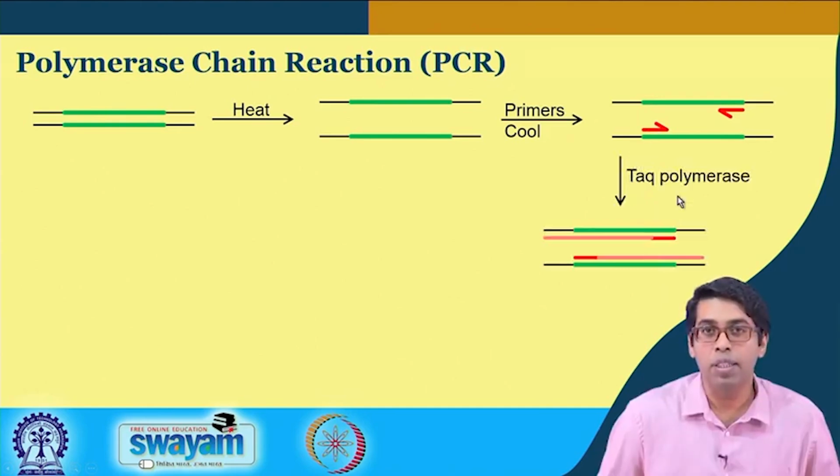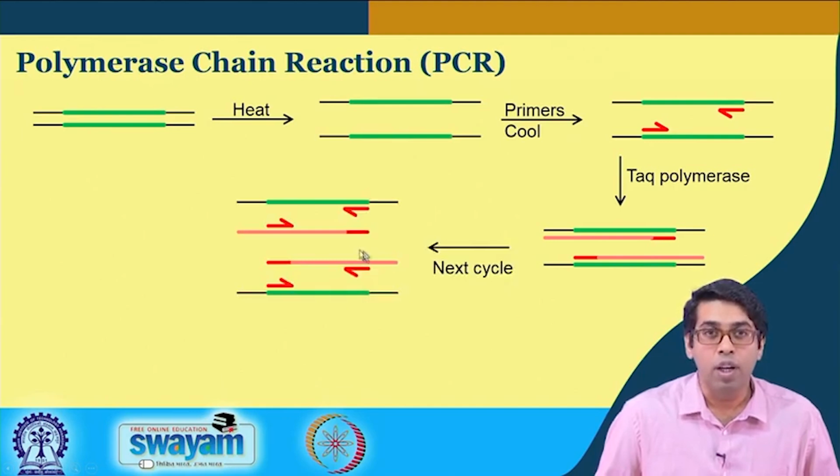Now, the polymerase comes into action and it will extend these two in the 5 prime to 3 prime direction. You see that when this extends, it goes beyond the end point of our gene. Then again you repeat this cycle. In this cycle the primers will again stick here, and this primer will extend it from here to here, and again this primer will extend it from here to here. So, in this cycle what you are going to get is the right length of your gene.